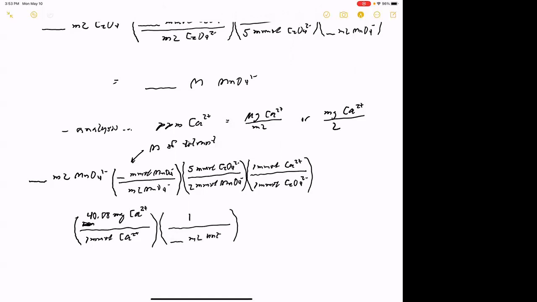And that's your unknown. And then we can convert that into liters because ppm is milligrams of calcium per liter of solution. So let's see, we got 1,000 milliliters of unknown per liter of unknown. So now if you look at your units, if we did it right, we're going to have milligrams of calcium per liter of unknown solution. That's parts per million, isn't it? So that's going to give you your ppm calcium.